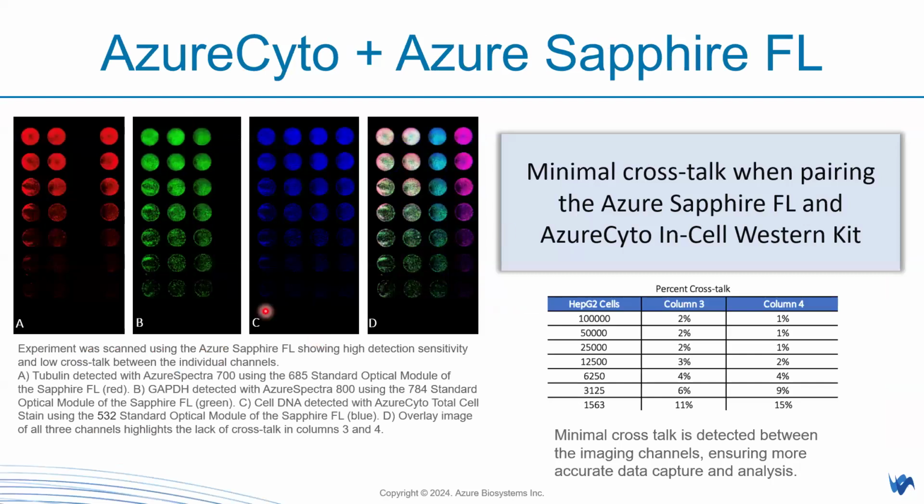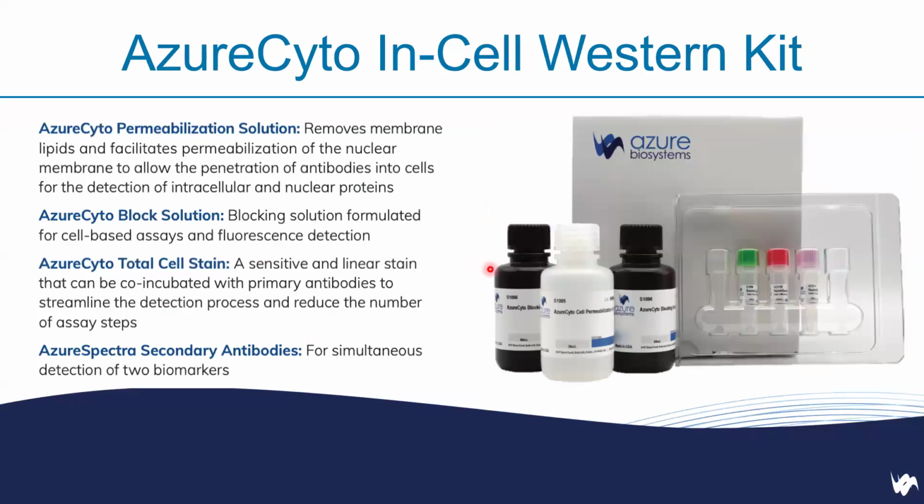Right. So here's an example. We have a kit, also called the Azure Western kit, that we have optimized with Sapphire FL. This kit contains a permeabilization solution, blocking solution, total cell stain, and the secondary antibody, which is in the near infrared range, near infrared 700, 800. So you just need to provide the sample and, of course, the primary antibody. Okay, and then you can do your in-cell Western.